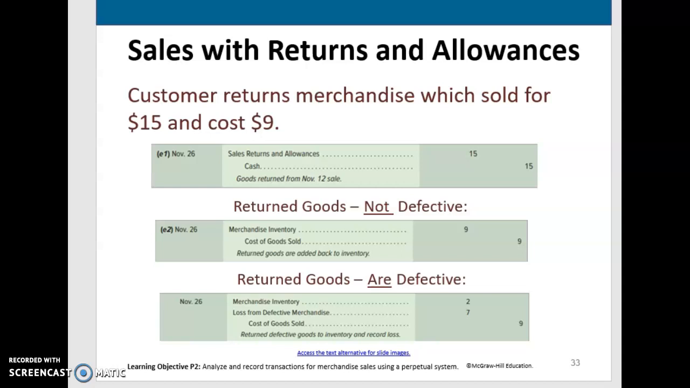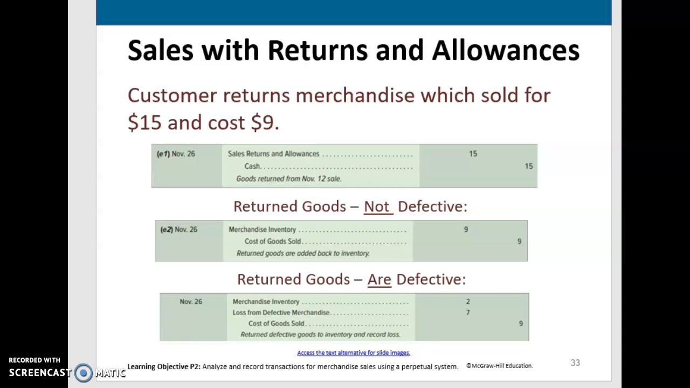So in this particular case, we have a customer returning merchandise, which we sold to them for $15 and it had a cost of $9. If they return the goods and they're not defective, we can sell them again. Then we're going to put them back into inventory. So debit to merchandise inventory for the $9 and credit cost of goods sold for the cost, $9.